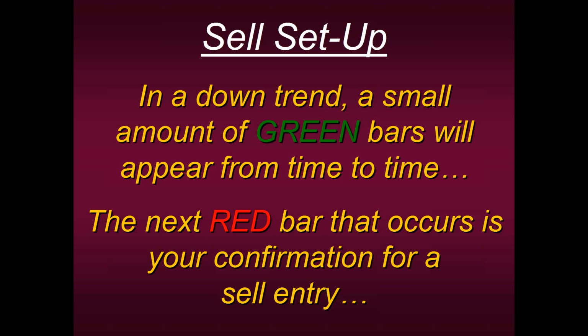But in a downtrend, when you see price of whatever market you're trading, it could be a 5-minute chart of the E-mini, could be a monthly chart of the Australian dollar, it makes no difference, you're going to see a small amount of green bars. They're going to appear from time to time. This is simply a little reaction, a little bump in price, many times a pullback to the upside in a downtrend. Now, the very next red bar that occurs after those green bars is your confirmation for a sell entry, okay?